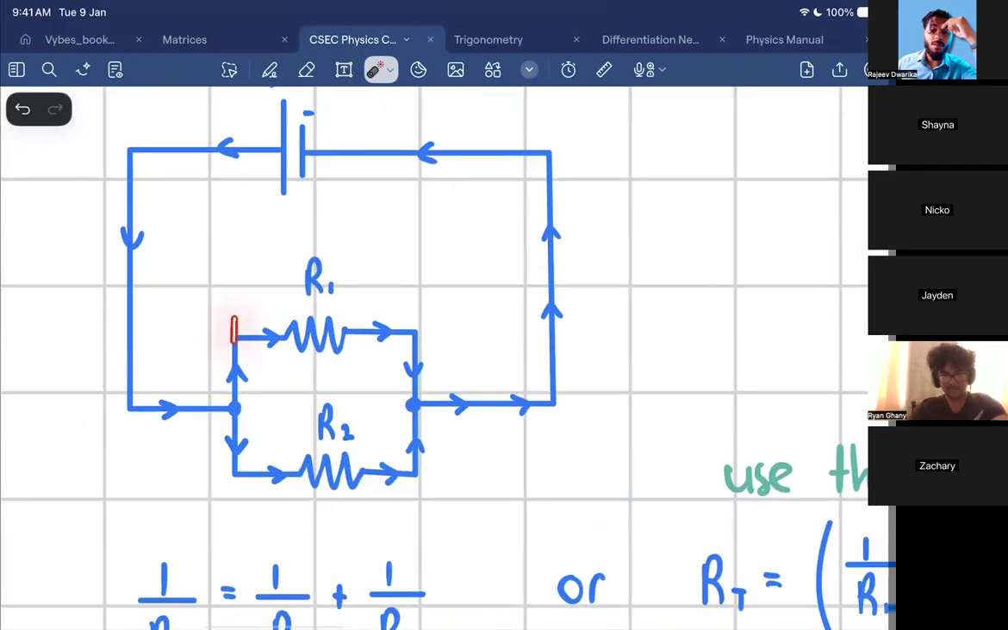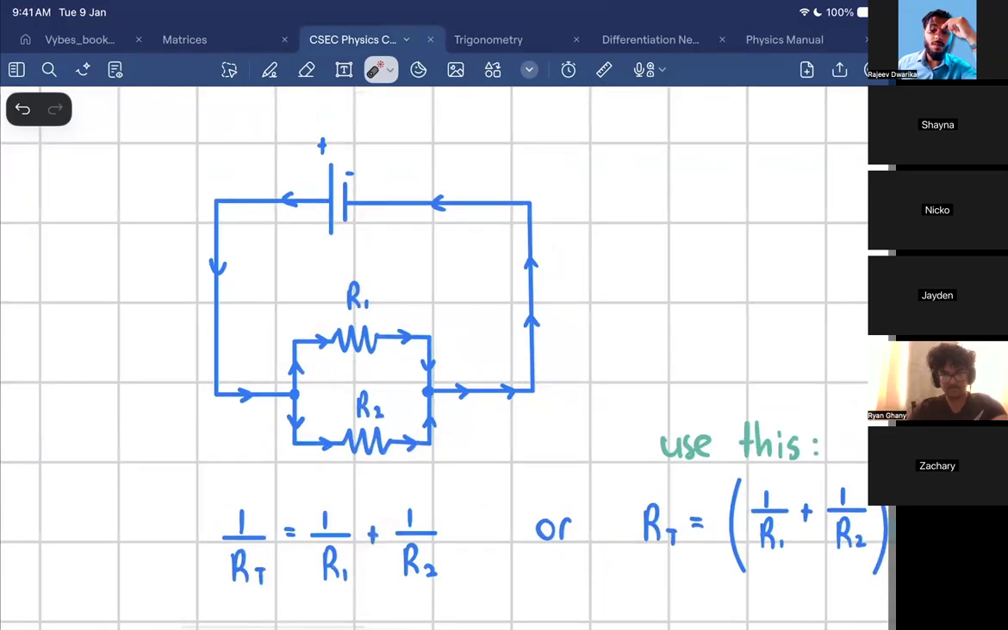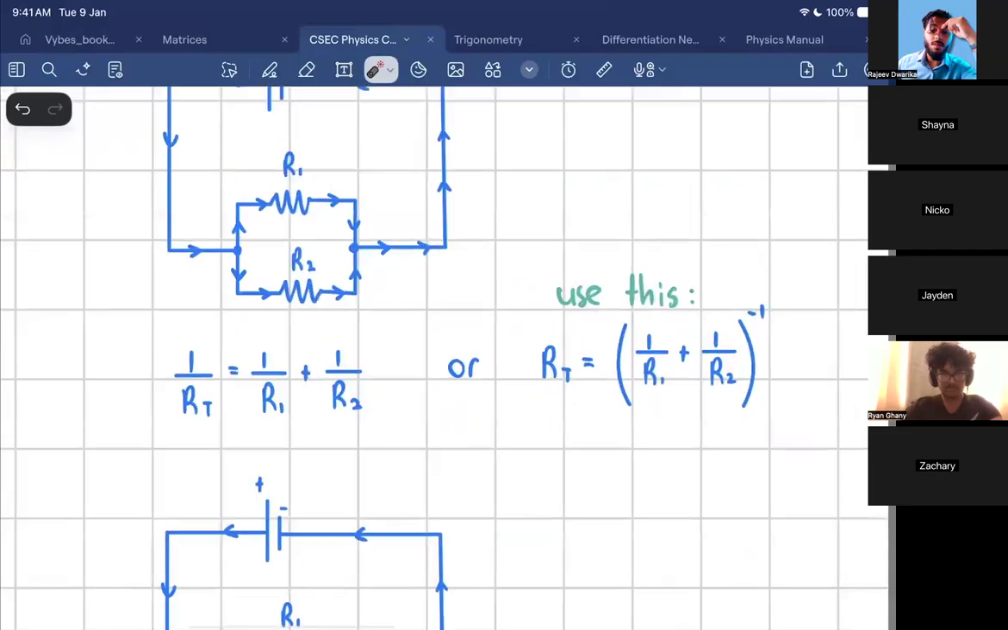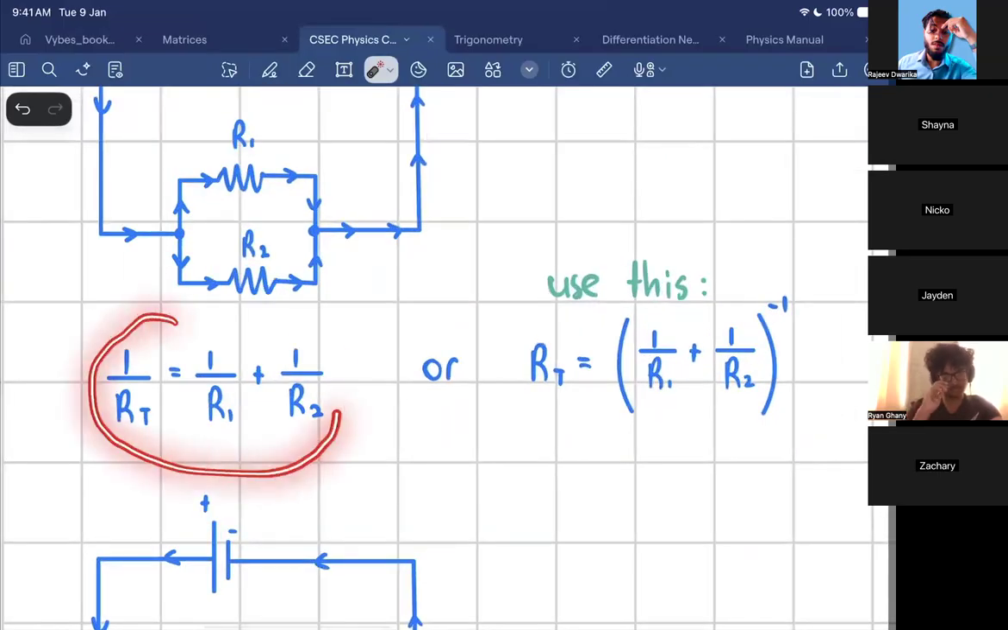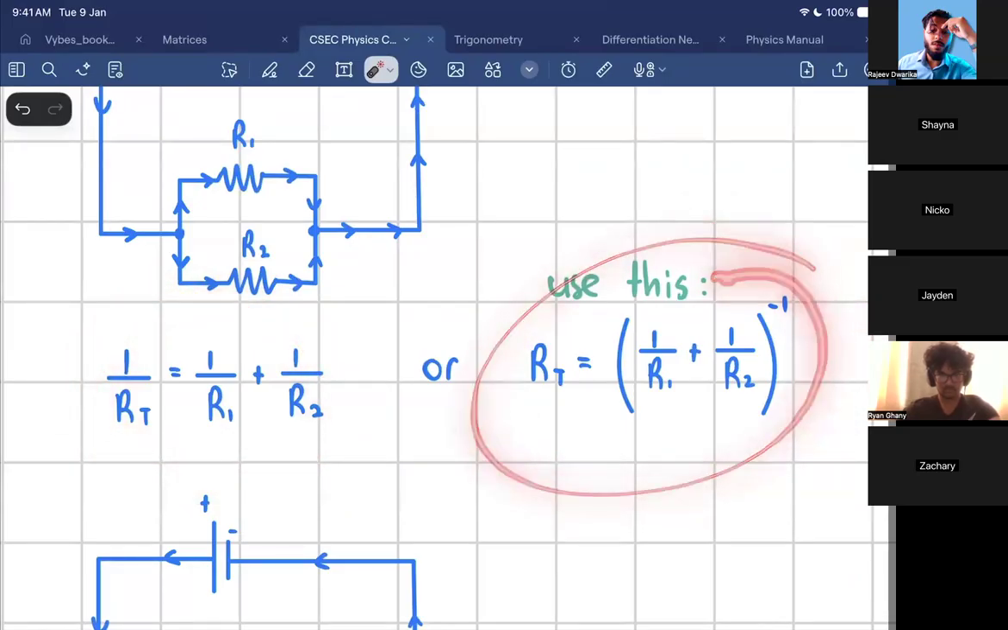So if I measure the voltage across R1, I take a voltmeter and put it here. And then I take a voltmeter and put it by R2. Would I get different readings or the same reading? The same reading. Alright. So I only know how to combine resistors in series, but how do you combine resistors in parallel? Well, let me show you. Either you do this and then reciprocate, or you just do this, which I recommend. It's the far easier way.